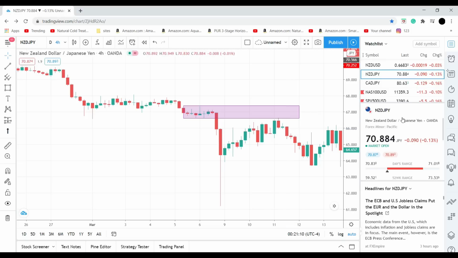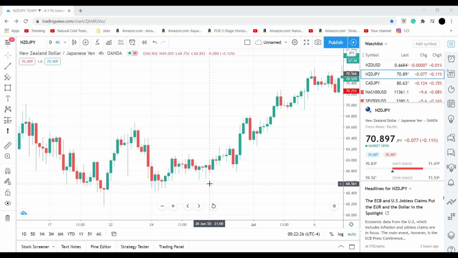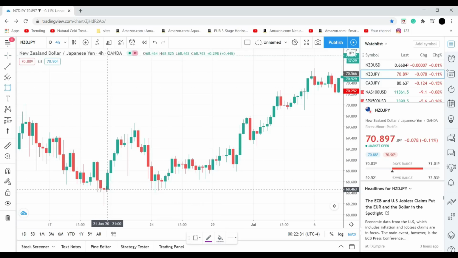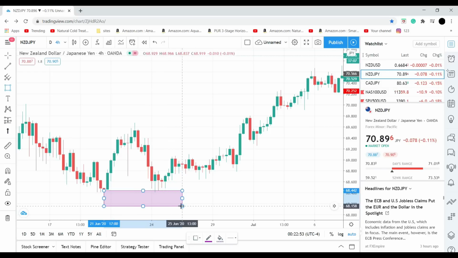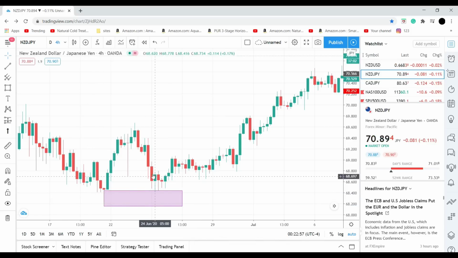Let's look at the next way you can draw a supply and demand zone, which is using the wicks. Notice how we have this candle right here. You see the body of this candle? We are not going to use that. We are only going to use the wick. So we take the zone using the top and the bottom of the wick, and wait for price to come to the zone and bounce off.